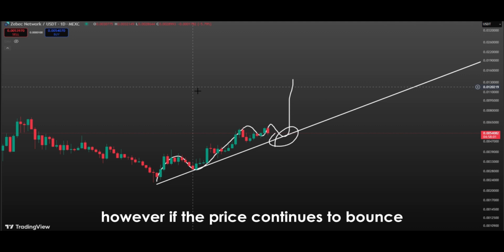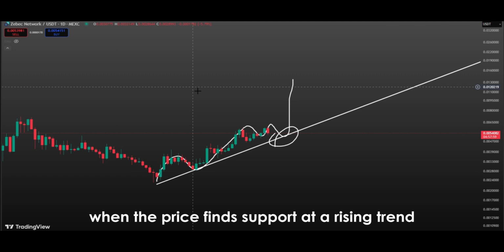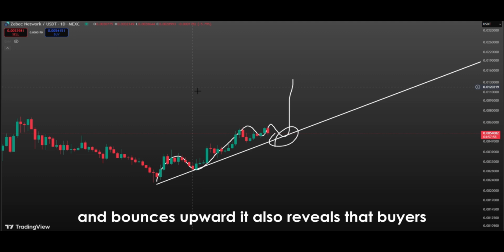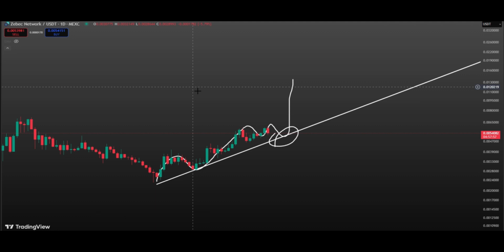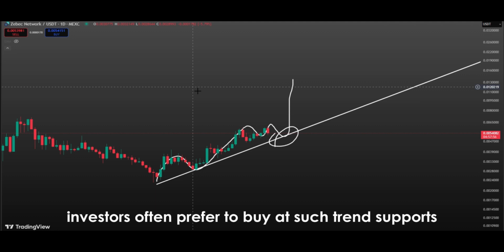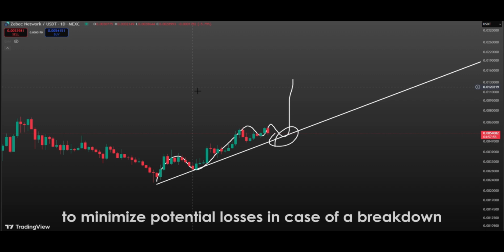However, if the price continues to bounce and rise from the trend line, it indicates that the bullish structure in the market remains solid. When the price finds support at a rising trend and bounces upward, it also reveals that buyers see this level as an appropriate entry point. Investors often prefer to buy at such trend supports, placing stop-loss orders just below the trend line to minimize potential losses in case of a breakdown.